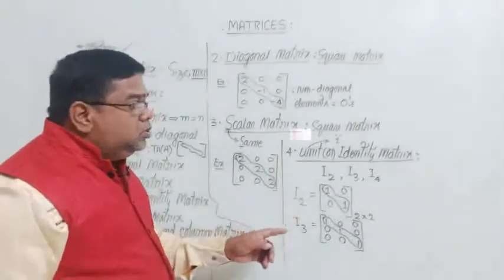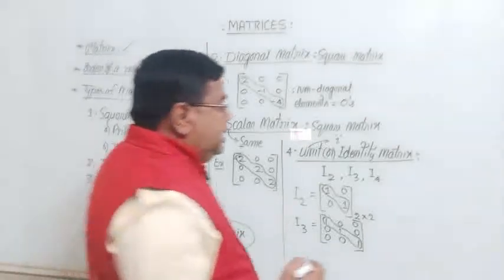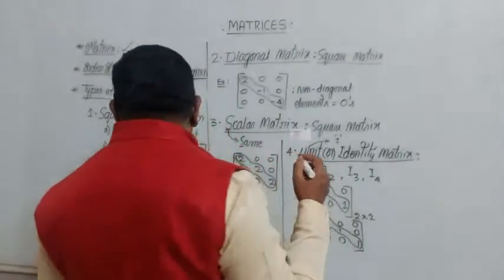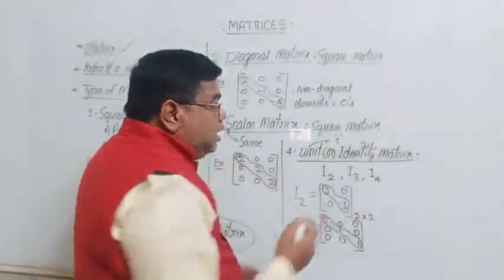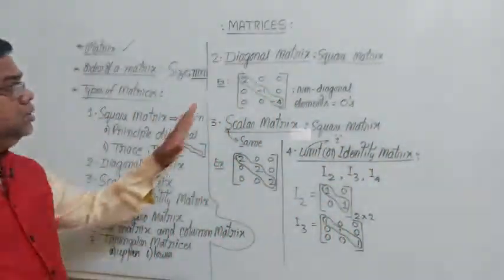Okay. So that is about the unit or identity matrix. Now the fifth one is the null matrix or zero matrix. What is meant by null matrix or zero matrix? All of you understand up to this?